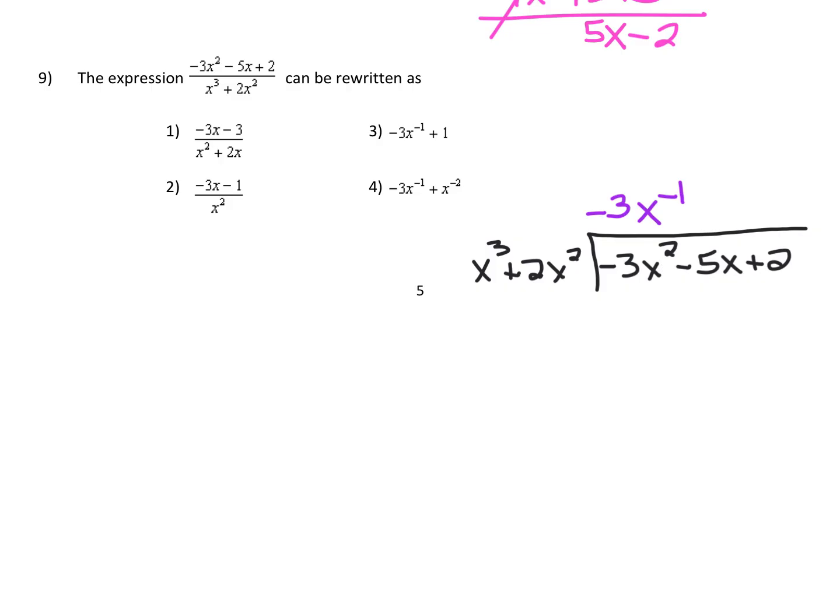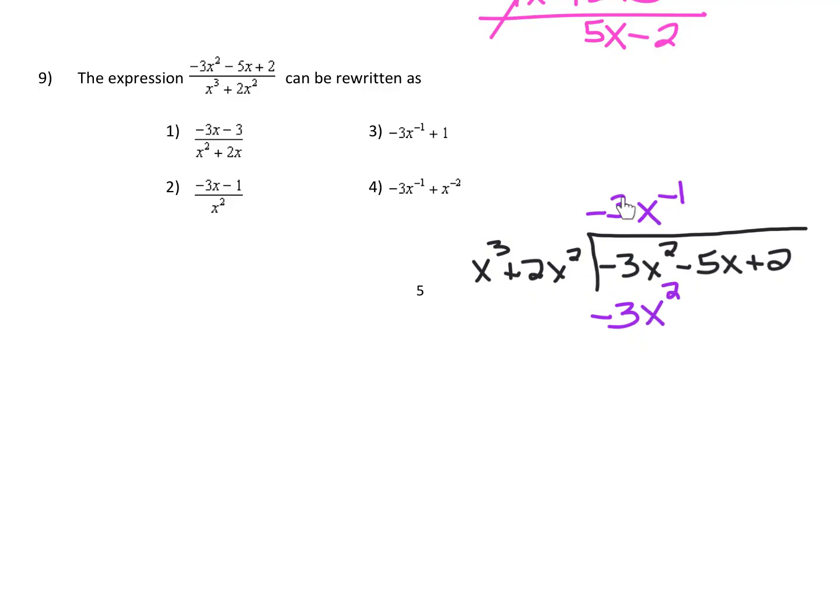Okay, so now let's distribute. So negative 3x to the negative first times x cubed. Well, negative 3 times 1, that's in front of here, will give us negative 3. And as we said before, when you're multiplying two terms with the same base, you add those exponents. So since negative 1 plus 3 is positive 2, when we multiply x to the negative first times x cubed, it gives us x squared.